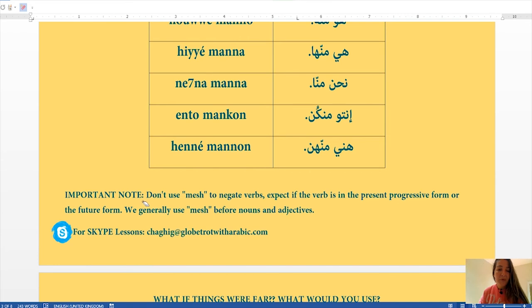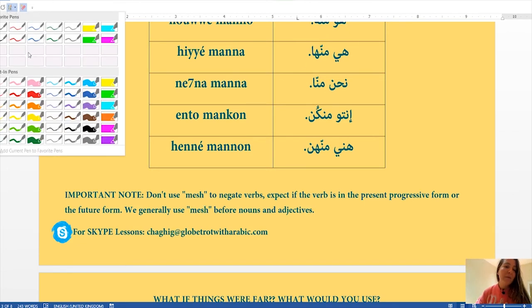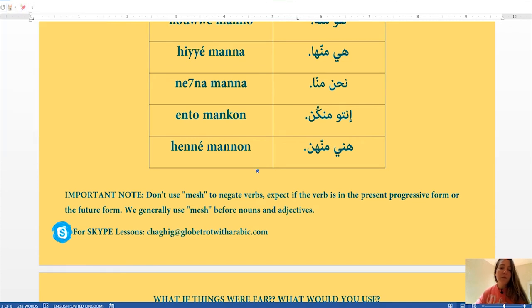I wrote an important note here saying that don't use مش to make verbs negative. As I mentioned to you, if you want to make verbs negative, we use ما. We don't use مش. But we can use مش only with the present progressive form and with the future form. We still didn't do conjugations for now, but I just want to give you one very quick example.